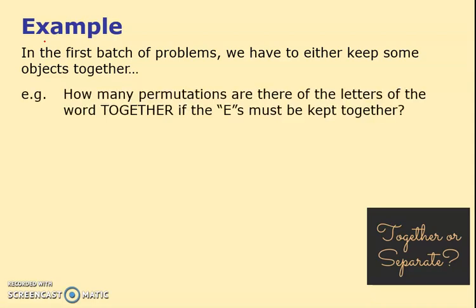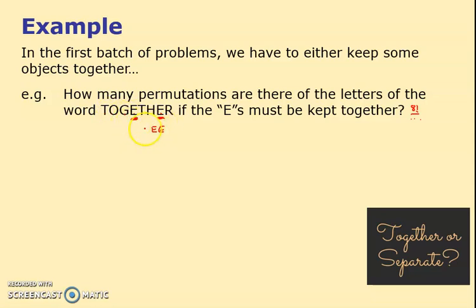My first one says, how many permutations are there of the letters of the word together if the E's must be kept together? First of all, we need to see there are two E's. How many letters are there? 1, 2, 3, 4, 5, 6, 7, 8. I make that 8 letters. Normally, with no restrictions at all, we'd say it's 8 factorial, and then we'd divide by the repeated T's and E's. But here we're going to treat the E's as one letter. Effectively, it's an EE next to each other, because they must be kept together.